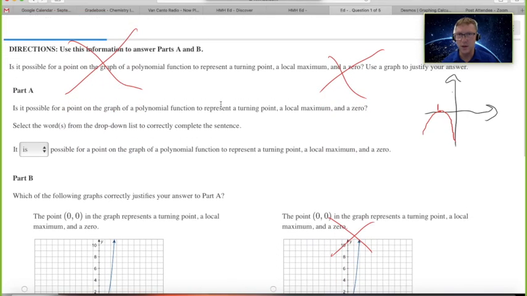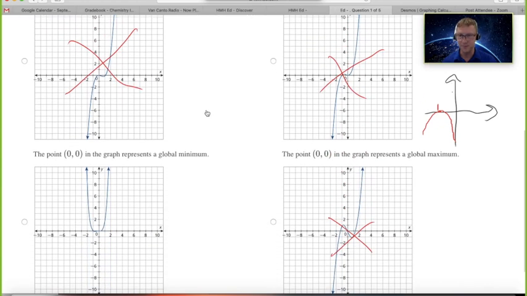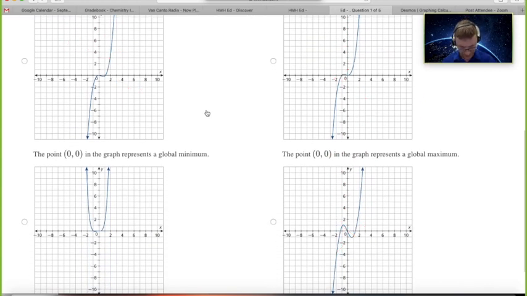Oh no, I take that back. Are they looking for local? A local maximum. Okay, I take that back. Let's clear this out. So we're looking for local maximums that are at zeros. So actually, if you look at this guy, that's a local maximum. It's at a zero, and it's a turning point.